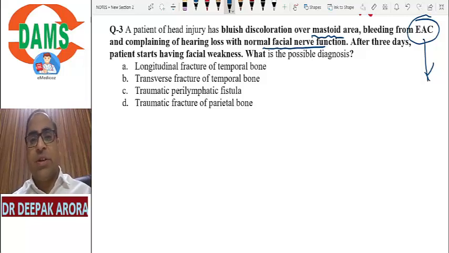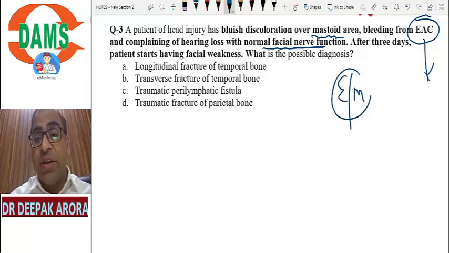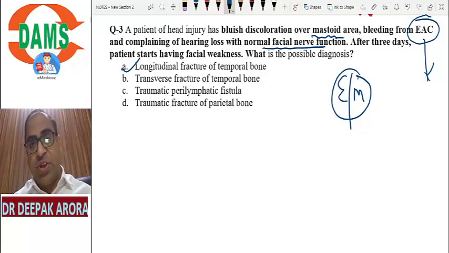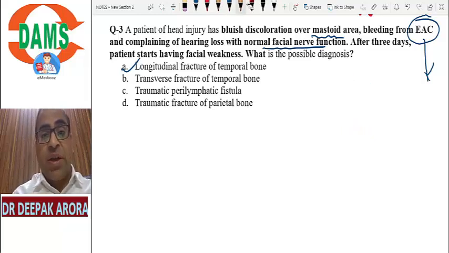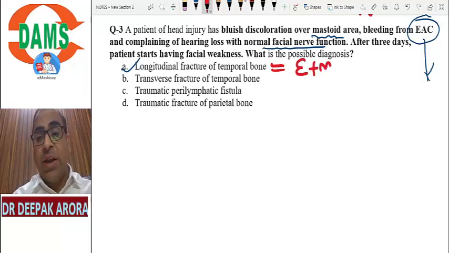But which skull fracture? Now you tell me. This is bleeding in the canal. It means my external ear and middle ear are involved. So when the trauma is coming from anterior superior, what we call a longitudinal fracture, there is external ear and middle ear damage. Just remember, I am writing a formula for you. Longitudinal fracture is equal to external and middle ear damage.